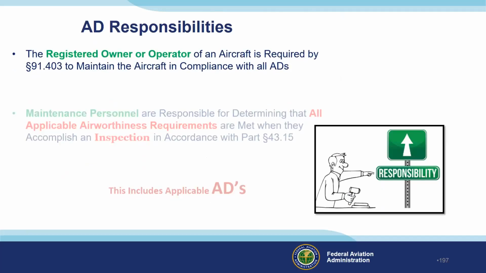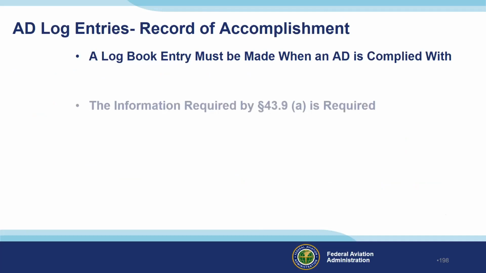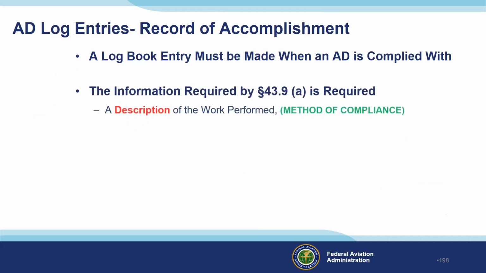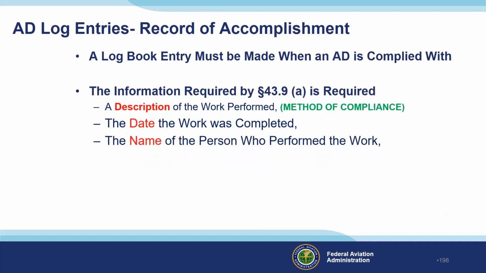Responsibilities, registered owner or operator is required to maintain it in accordance with all ADs. But maintenance personnel, we keep going back to the inspection performance rule 43.15. You're responsible to determine that all applicable airworthiness requirements are met, and this includes ADs. The log entry must be made when the AD is complied with. And the same information that we looked at earlier for a log entry is required.